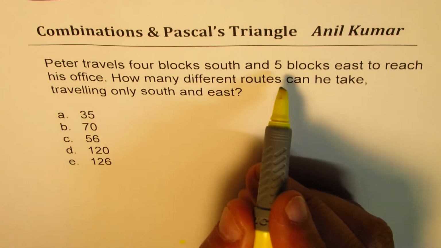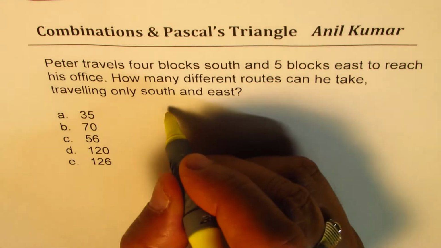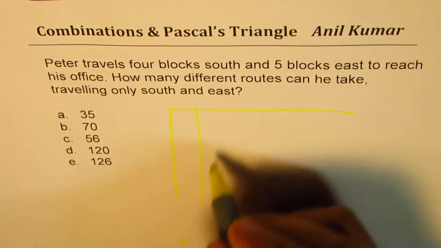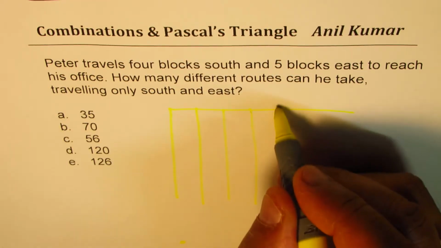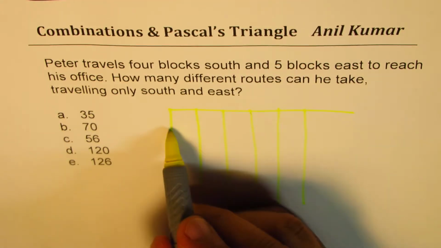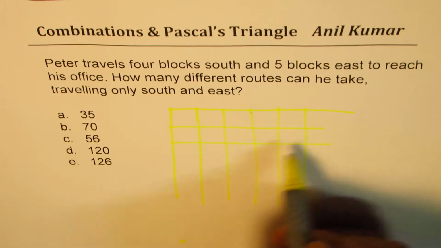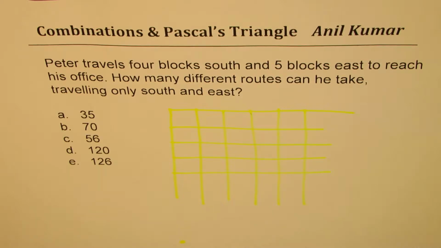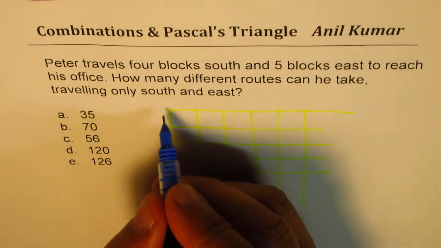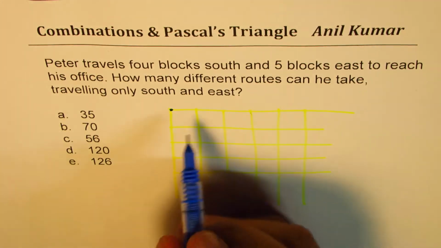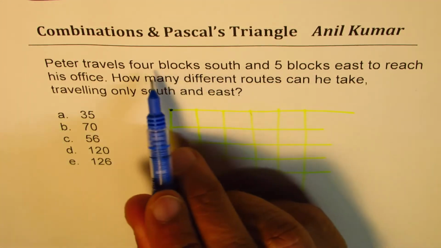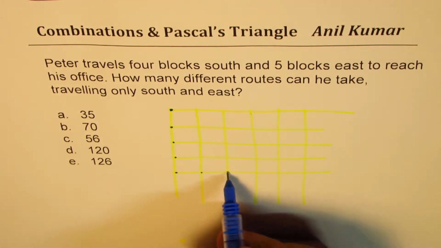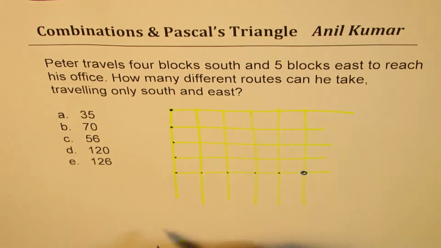So 4 blocks south and 5 blocks east. So let's make a grid, right? Let's say 1, 2, 3, 4, 5 east, 4 south. Now normally this is the way you're going to do it. There's a point from where Peter starts. It goes 4 blocks south, 1, 2, 3, 4, 5 east, 1, 2, 3, 4, 5. That's the final destination, right?